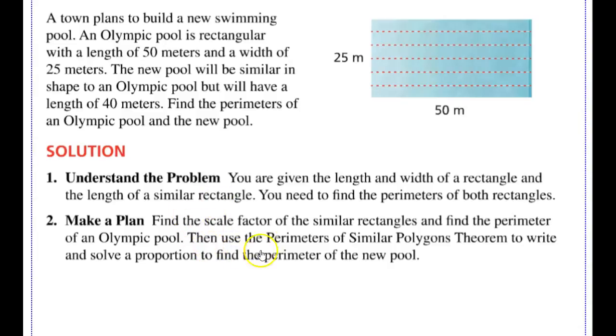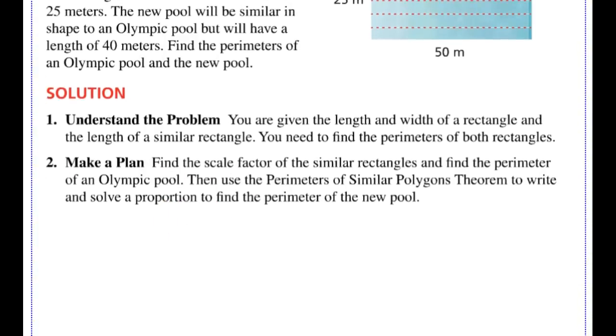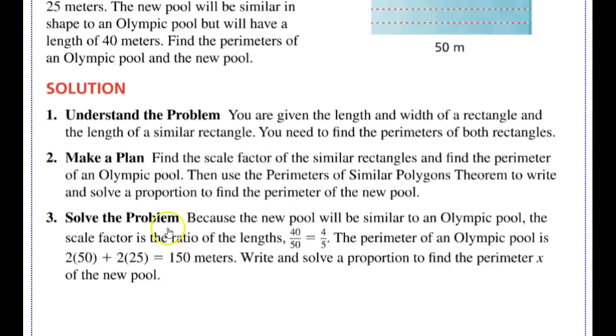So the first thing I want to do is find the scale factor of my similar rectangles, and then I can use that to help me find my new perimeter. Okay, so my new pool is going to be similar. My scale factor is the ratio of the lengths. So here I was told an Olympic pool length is 50, but the pool that we're going to be using is 40, so I have to find the ratio of those two numbers, which is 4/5.